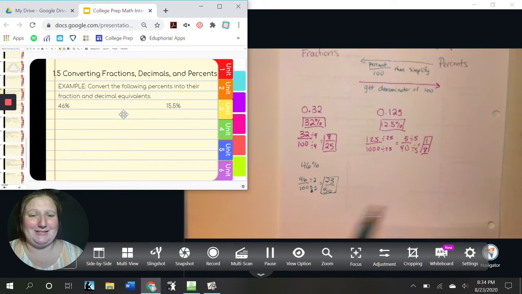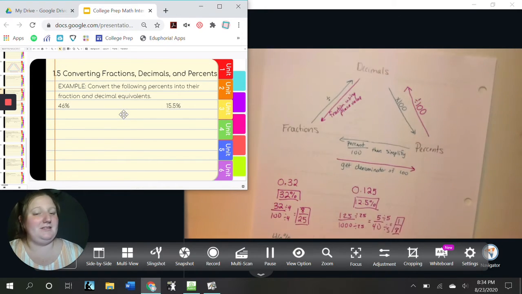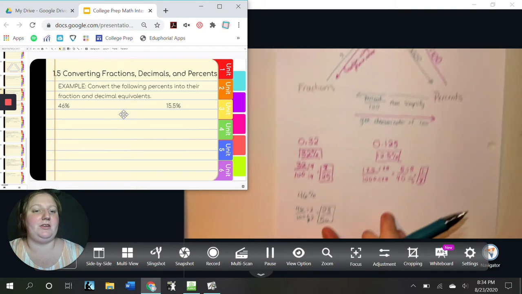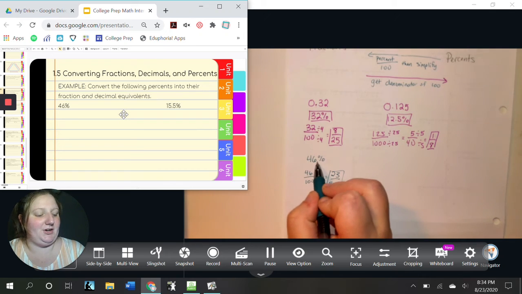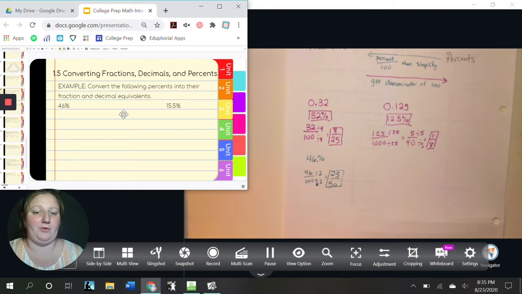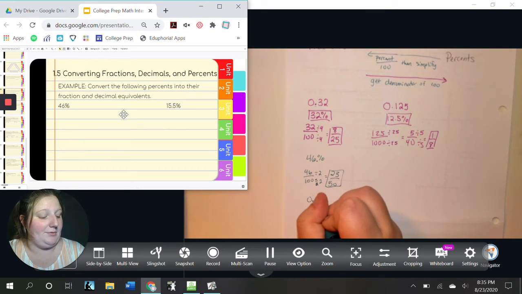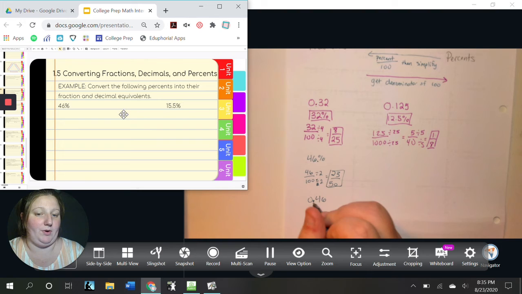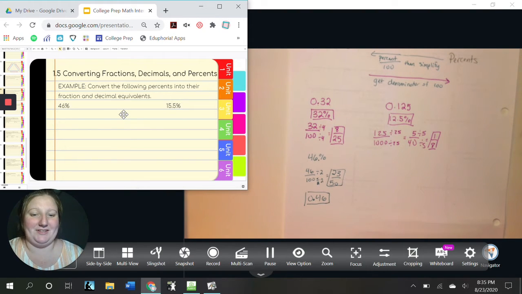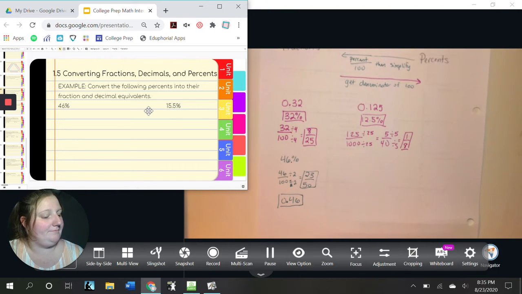The decimal is a lot easier to get from the percent. To get from a percent into a decimal, we divide by 100. So what that means is we take our decimal, which is after the 46, and move it left 2 places. So when we move it left 2 places, it's in front of the 4, and we get 0.46, or just .46 if that's what you prefer. All right, so 0.46.